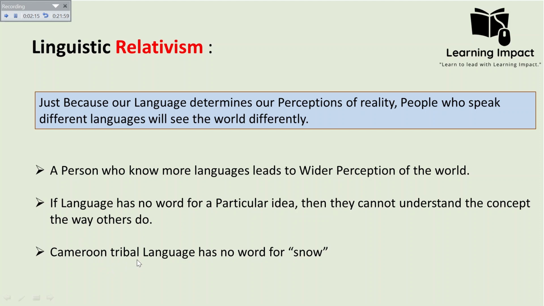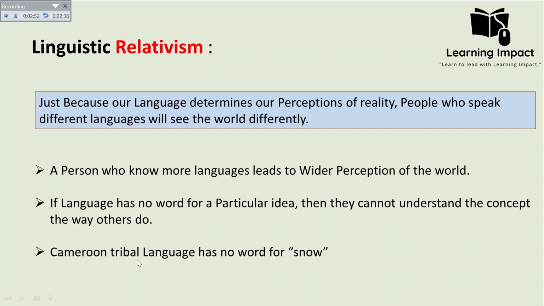We do have a word for snow in our English language. That's why we are able to get this concept. But the Cameroon tribal people don't have a word for snow, so they mostly believe that snow is not a reality, it's just an abstract. There is no such thing as snow that exists in our world. So in order to understand a concept, you must have a word for it, according to linguistic relativism.